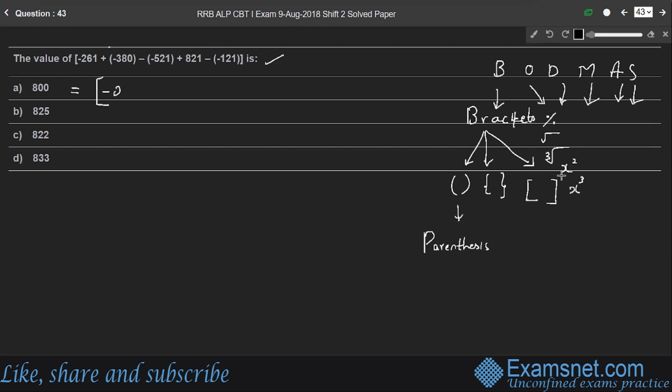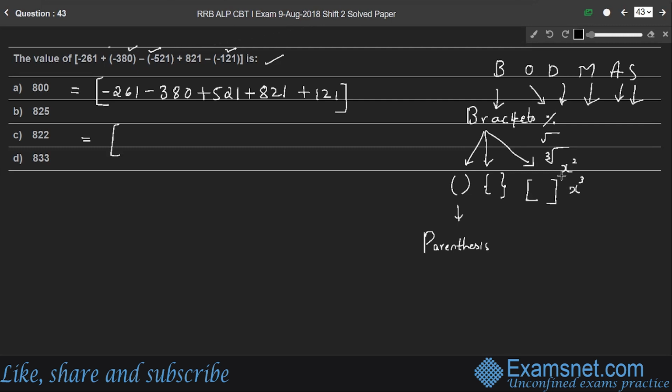So let us remove the bracket part now. Minus 261. Let us remove the parenthesis. Plus of minus 380 is minus 380. So that bracket is removed. Next, minus of minus 521 is plus 521. Plus 821 will be as it is. Minus of minus 121 is plus 121. Close the bracket. It's a very simple answer. Directly we can add the numbers here. So minus 261 minus 380.